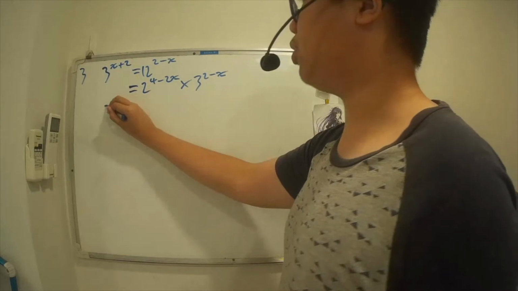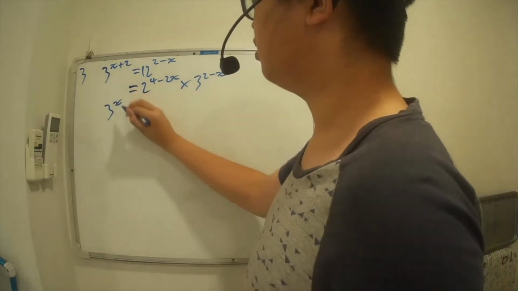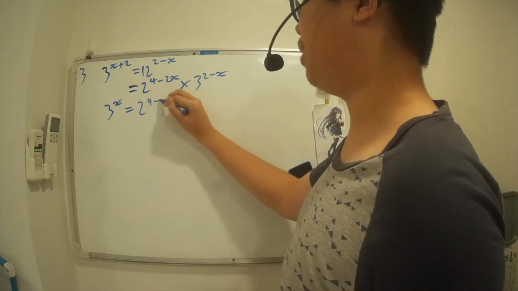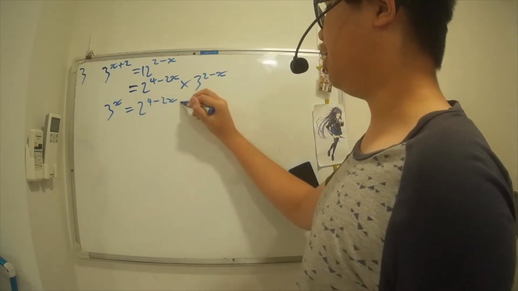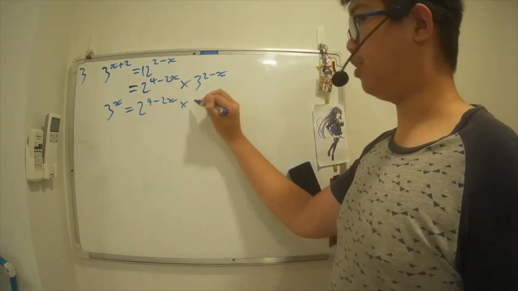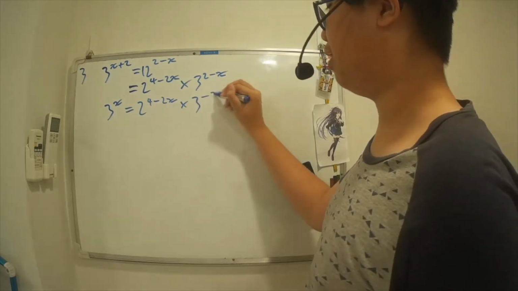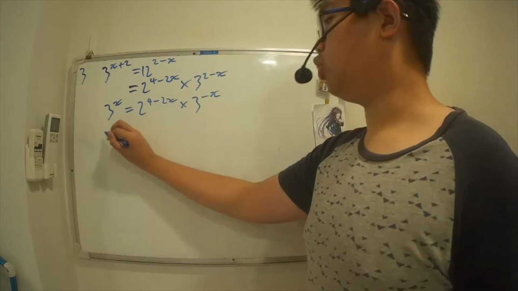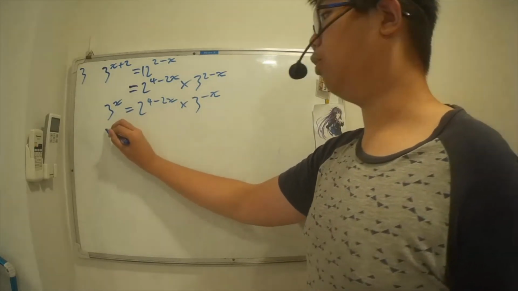So 3 to the power of x is therefore equal to, the left side will stay the same, 2 to the fourth minus 2x times, and then this is what gets affected here. We'll have 3 just to the negative x, right? Because we cancel out the 2 on both sides. Then I will introduce a 2 to the power of x on both sides.